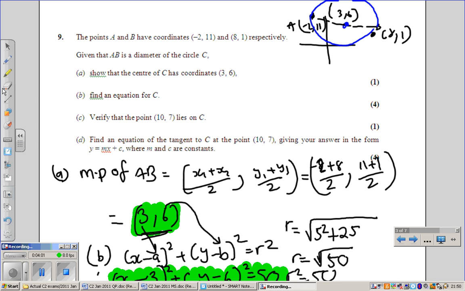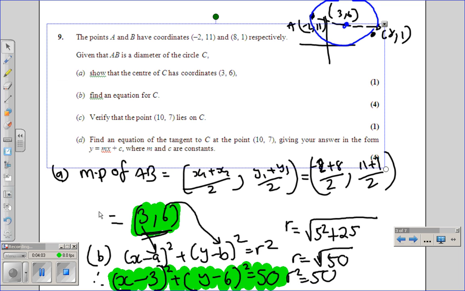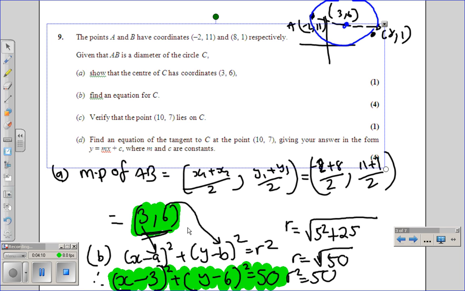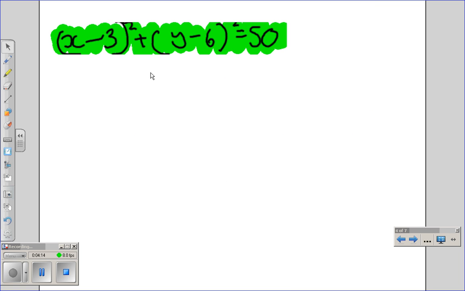Next part, part C. Verify that the point (10, 7) lies on C. So verify that this coordinate lies on there. 10, 7. If we go on the next page, I've already copied it there. So we've got the point (10, 7).